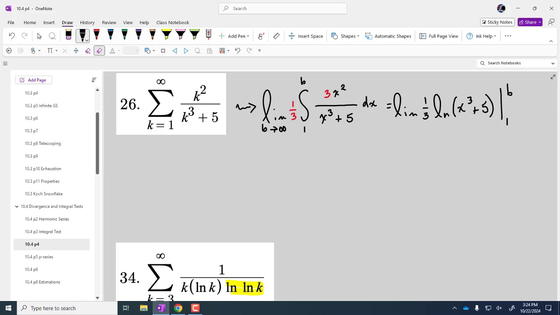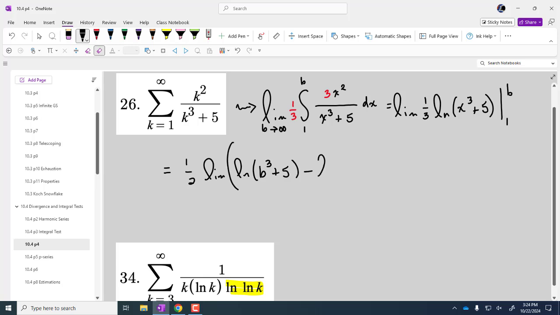Now we're going to break apart our limits of integration. We'll have 1/3 limit, plug in the b, and we're going to have ln of b cubed plus 5 minus natural log of 6. It's infinity minus a constant. So infinity minus a constant is infinity. So therefore this diverges.